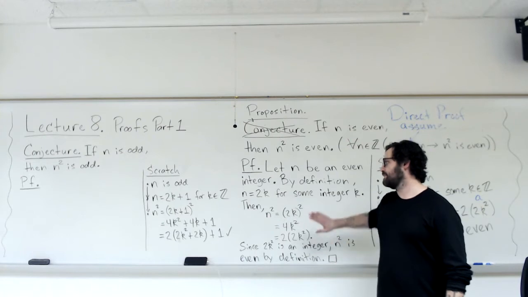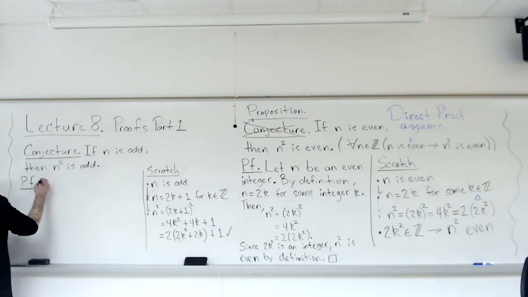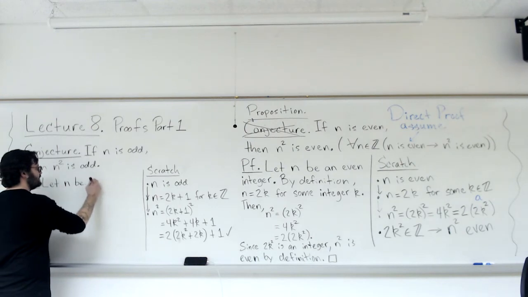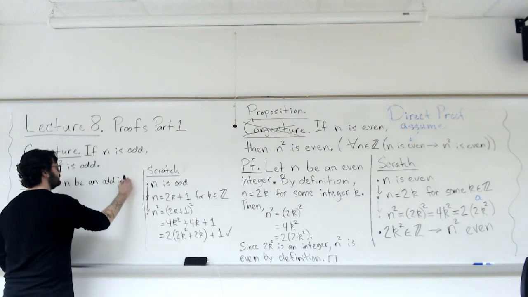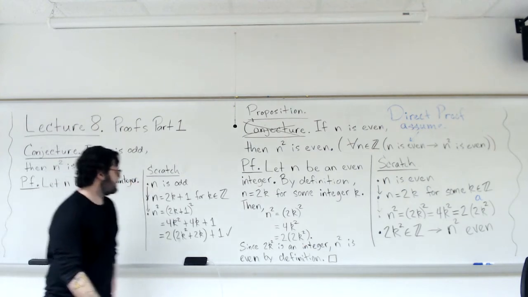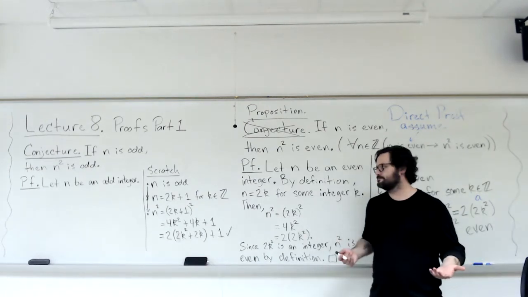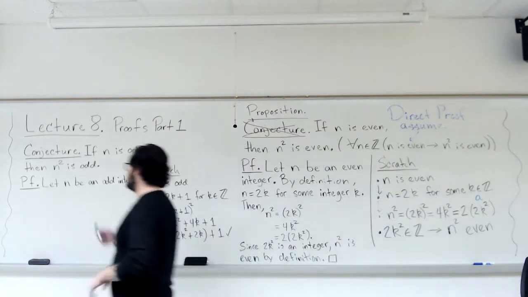Okay, so this is our scratch work. Now we have to formalize it. So I'm going to make a declarative statement to get started. I'm going to say, let n be an odd integer. Good to go. And then I can do something. What am I going to say next? There you go. By definition, we know something about n.